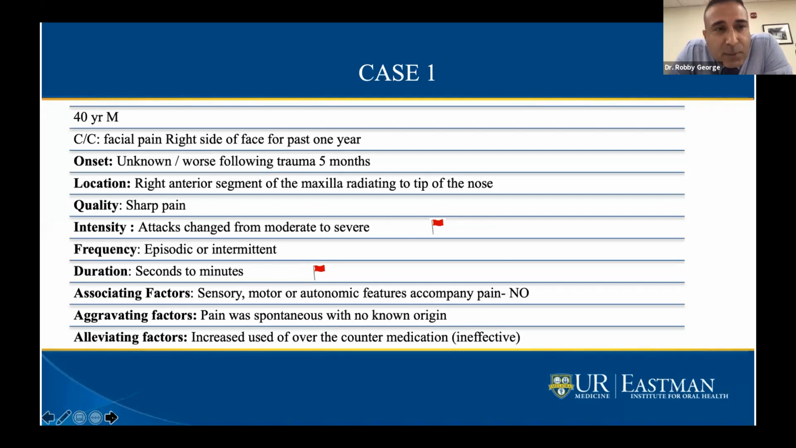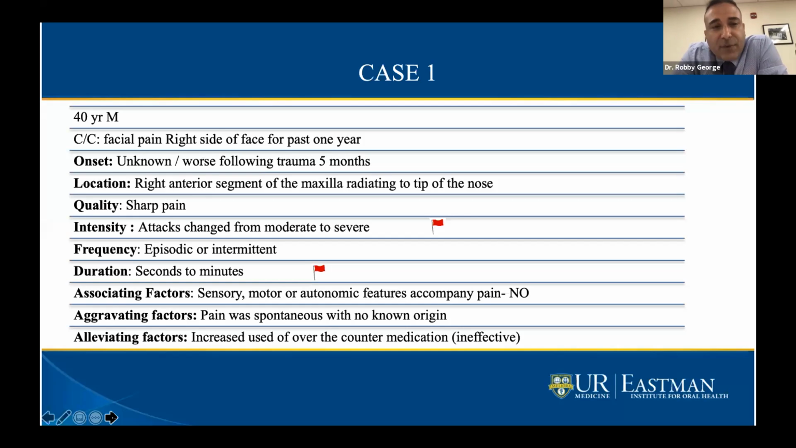Okay, case number 1. This is a case that we saw. Actually, Dr. Junad saw this case about 4 or 5 years back, maybe more than that. It was a 40-year-old male who had come with pain on the right side of the face for the past 1 year. The questions we ask when the patient comes in with orofacial pain follow this format: onset, location, quality, intensity, frequency, duration, associating factors, aggravating factors, and relieving factors. We have to go through all these questions.